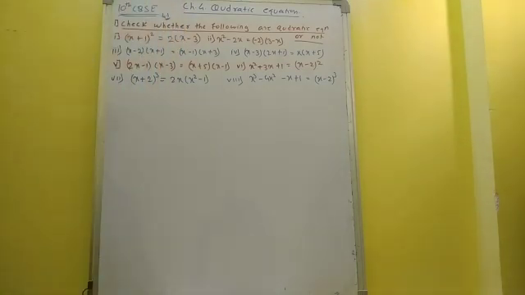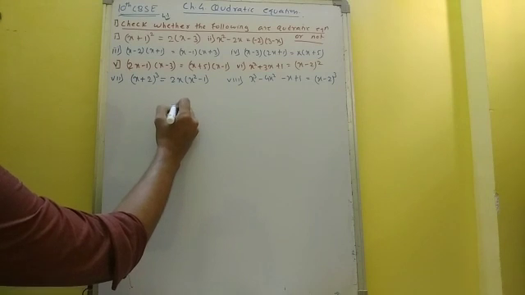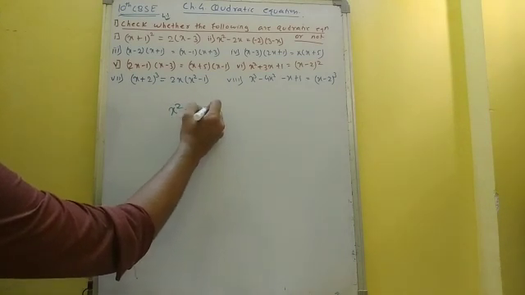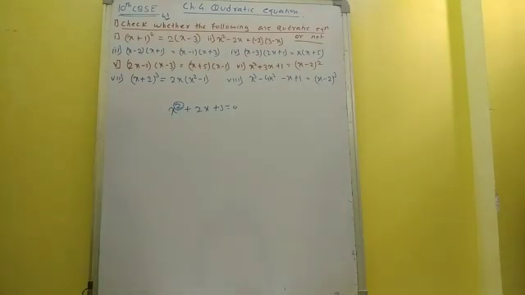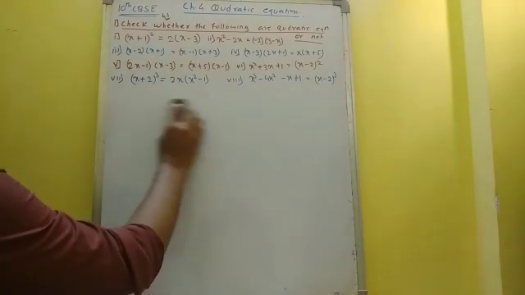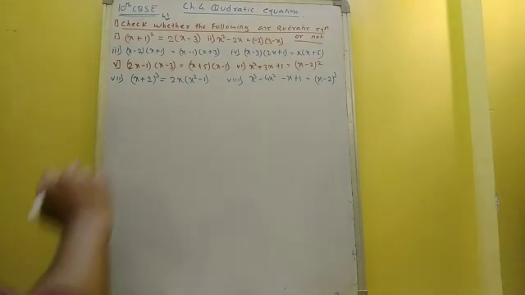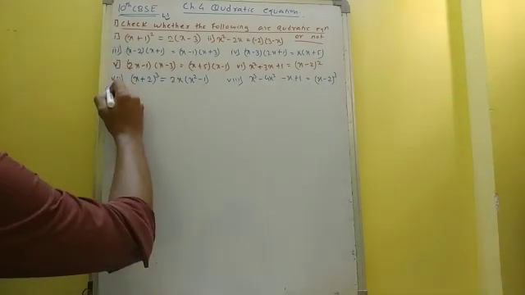The very first question is: check whether the following are quadratic equations or not. So what are quadratic equations? If an equation has highest power as 2, then it is called a quadratic equation. That's it, nothing else. So we'll start with the very first question. We'll draw a line.